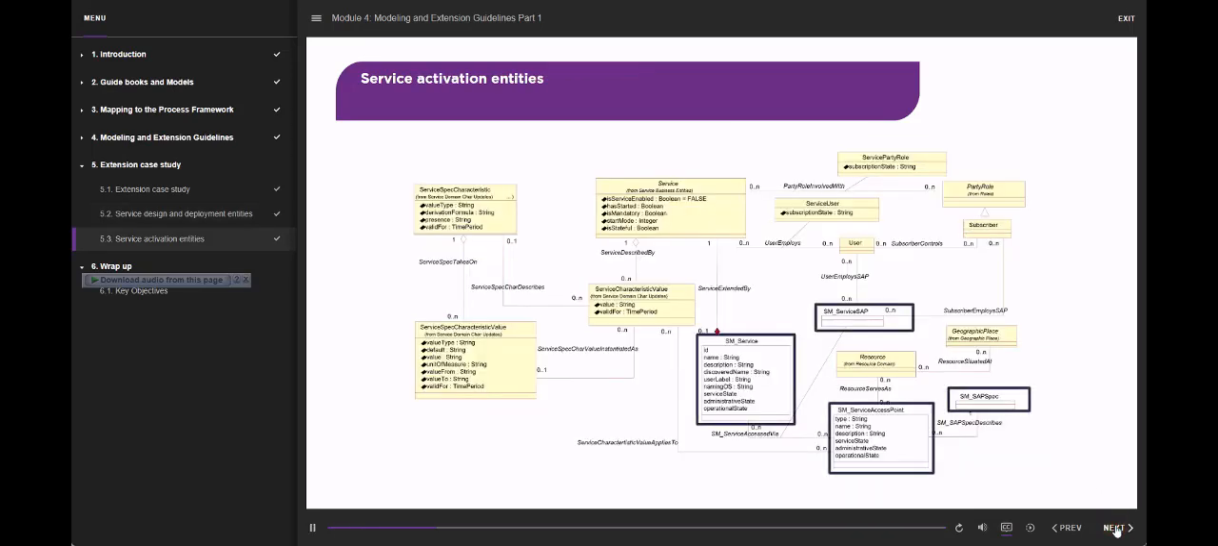Shown here are service activation entities. Extensions are shown in blue. You can see here the continued use of modelling and extension guidelines. Now it's time for a quiz before you take on an exercise to practice the knowledge you've just gained.